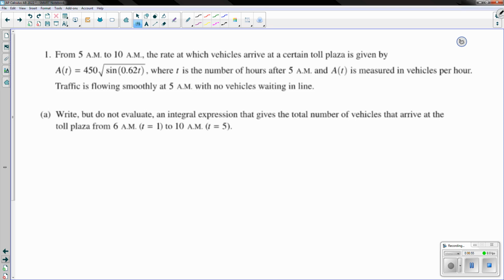Write but do not evaluate an integral expression that gives the total number of vehicles that arrive at the toll plaza from 6 a.m., which is time t equals 1. As a reminder, t is the number of hours after 5 a.m., and then to 10 a.m., which is t equals 5. So we don't have to evaluate. All we have to do is write the integral expression.